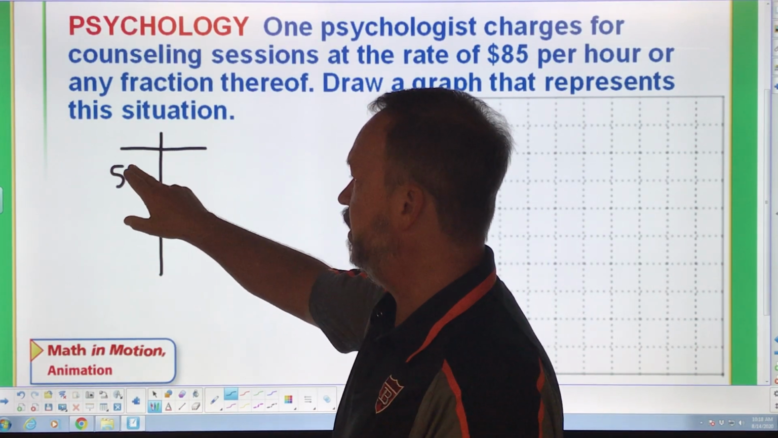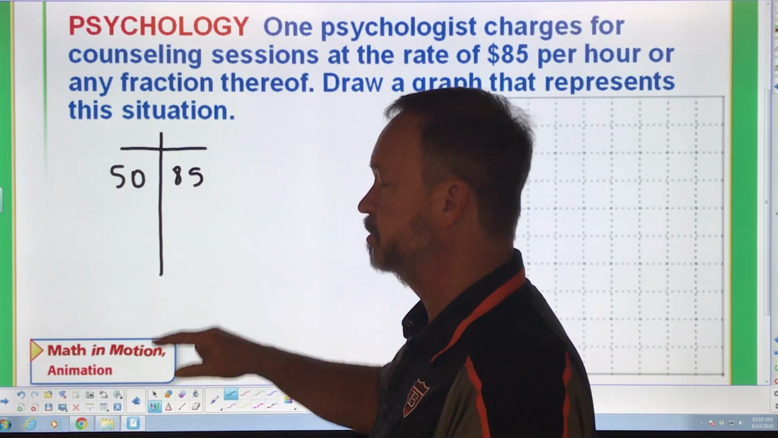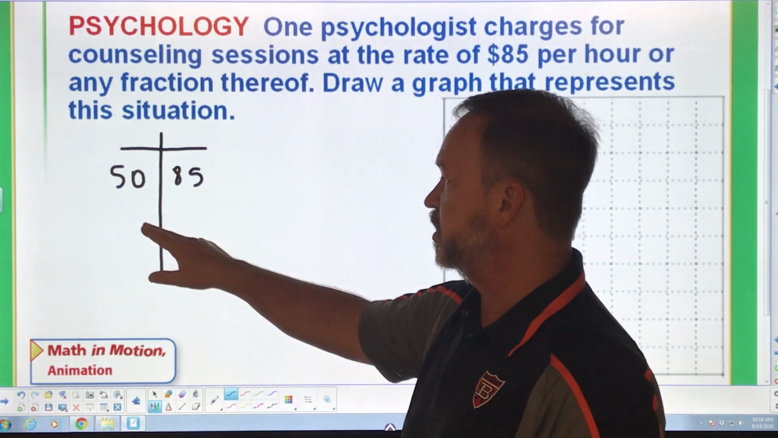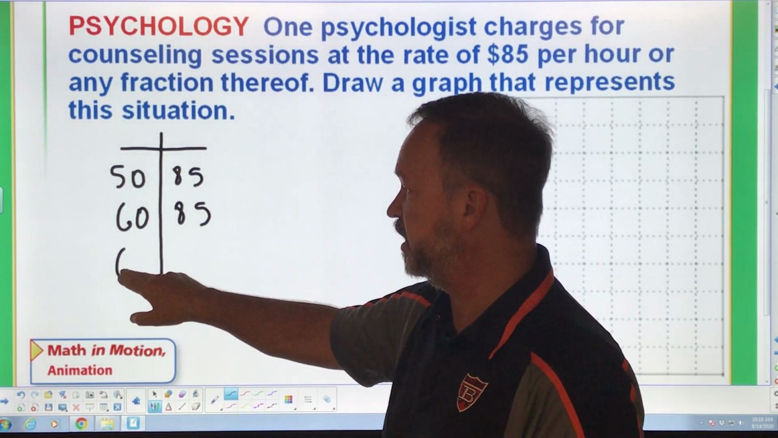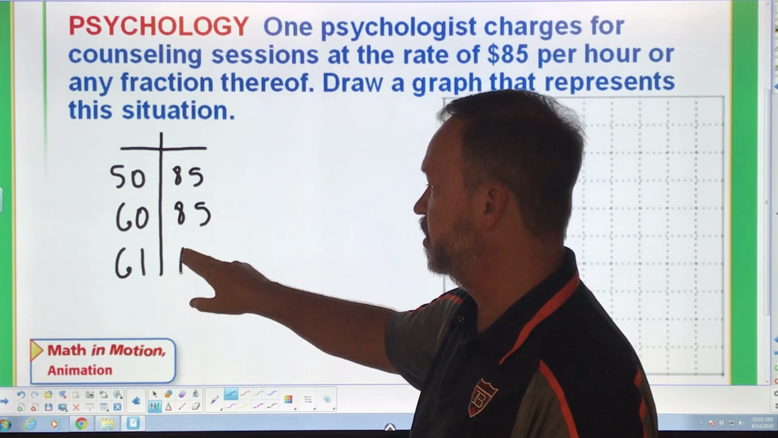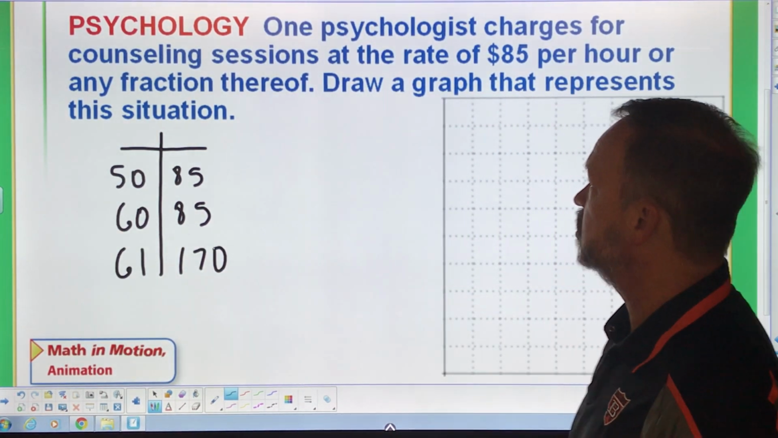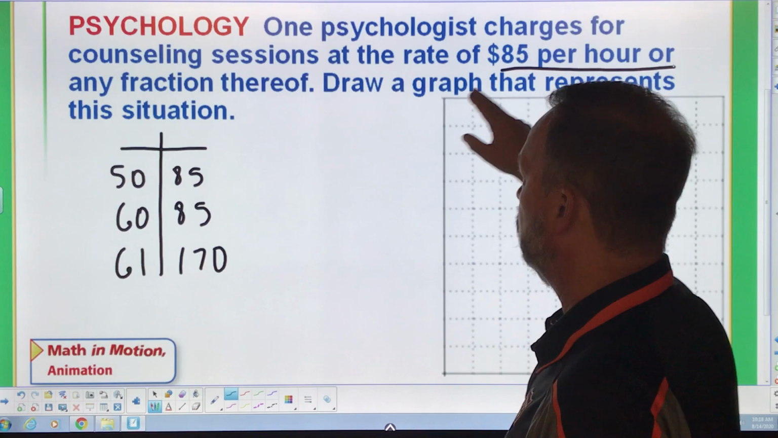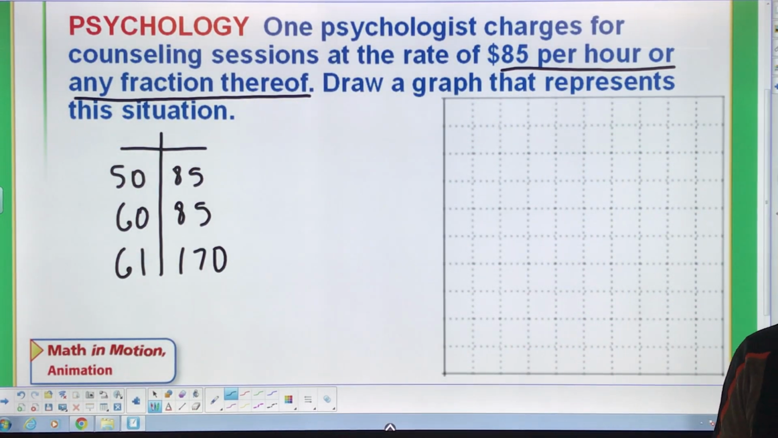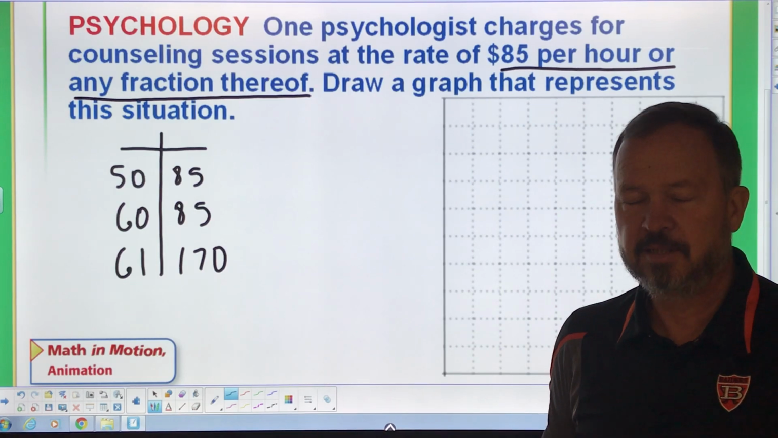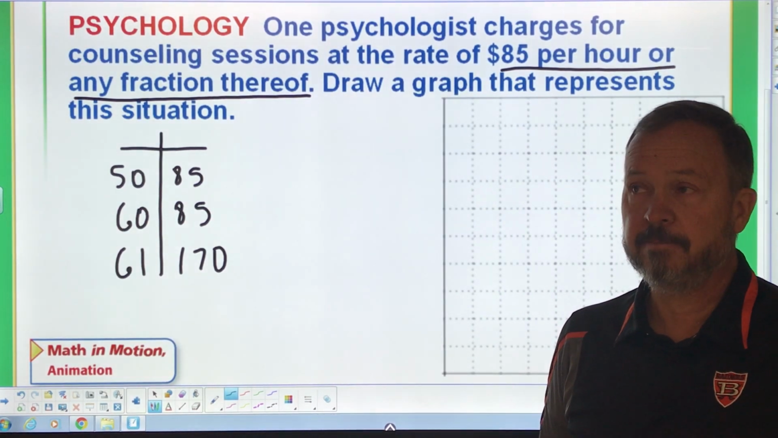If you go and stay 50 minutes, it costs $85. If you go and stay 60 minutes, it costs $85. If you go and stay 61 minutes, it costs $170. Because $85 per hour, any fraction thereof. So if you go a minute over, it costs you another $85. You might as well stay for another 59 minutes. You know, it's kind of how that would work.